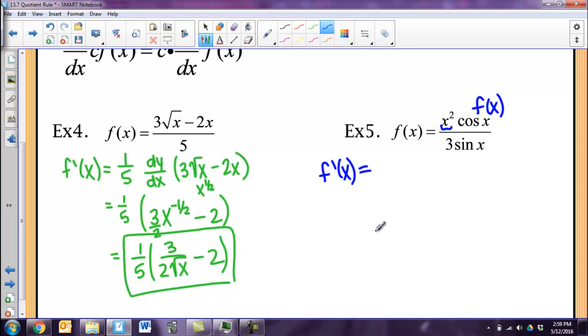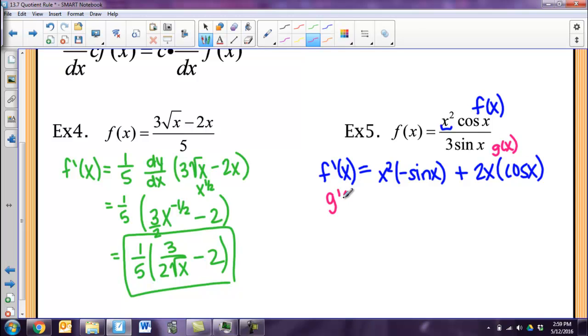So I'm going to take my first function times the derivative of my second function, so negative sine x, and then I'm going to add the derivative of my second function, which would be 2x, times my first function. That would be the derivative of the top. Now, the derivative of my bottom is a little bit nicer, because that's just 3 times sine x, so 3 times cosine x would be that derivative. So now I can do my high d low thing.